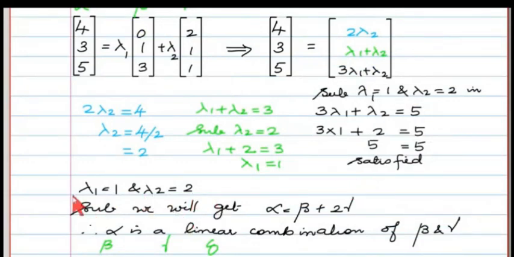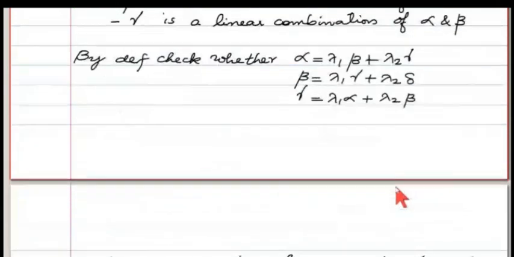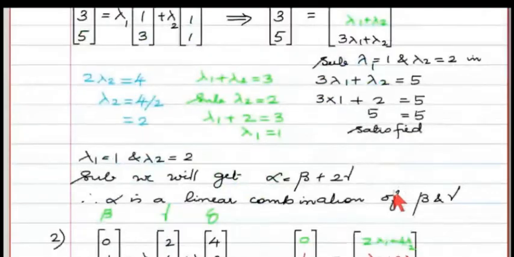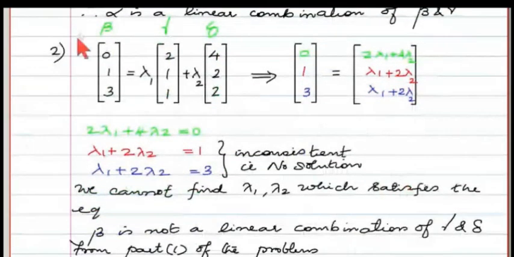So lambda 1 equal to 1 and lambda 2 equal to 2 is satisfied. If we substitute these values in alpha equal to lambda 1 beta plus lambda 2 gamma, we will get alpha equal to beta plus 2 gamma. That means alpha is a linear combination of beta and gamma. Now we need to check whether beta is a linear combination of gamma and delta.